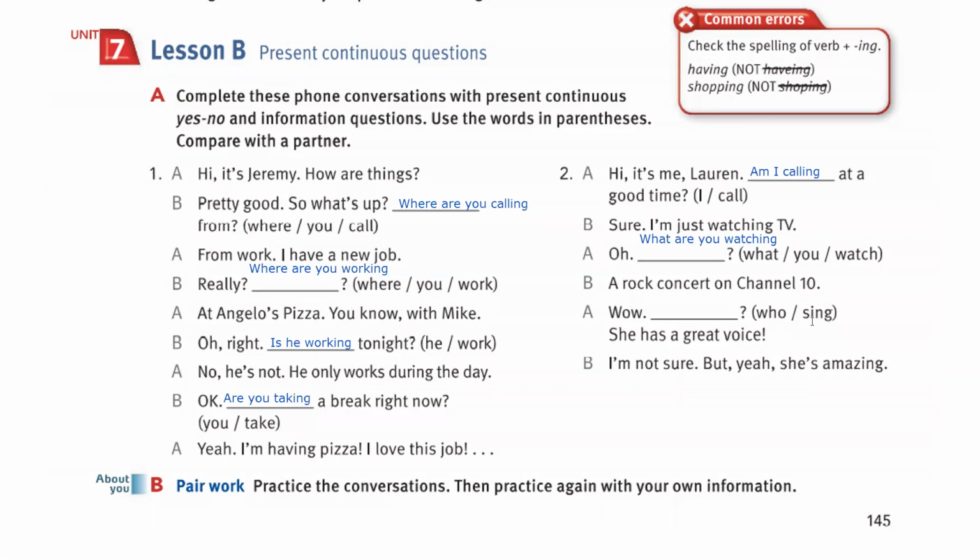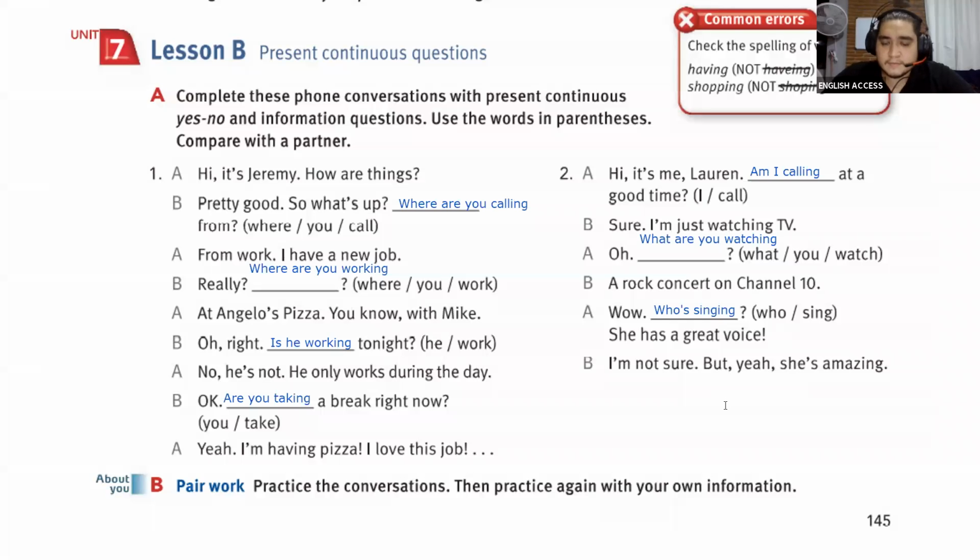A rock concert on January 20th. Oh, who's singing? She has a great voice. Who's singing? I am not sure. But yeah. Yes, very good. Okay, let's practice these conversations, please. One more time, I mean.